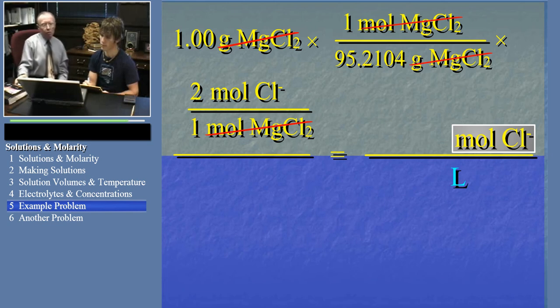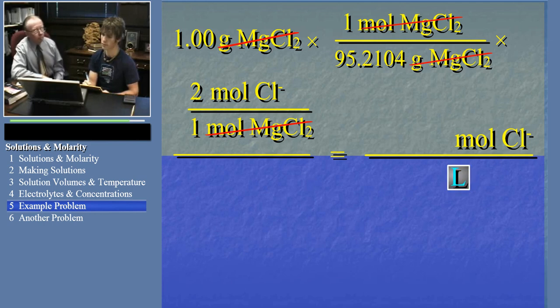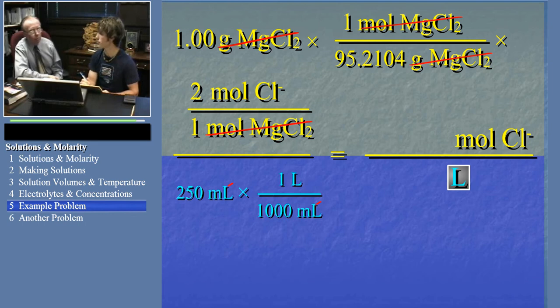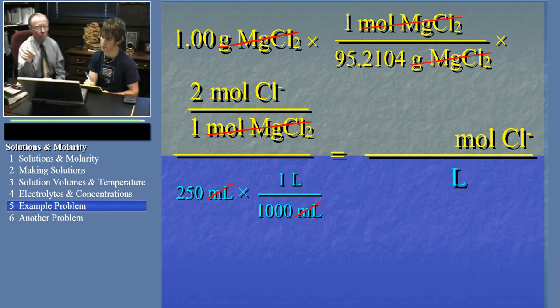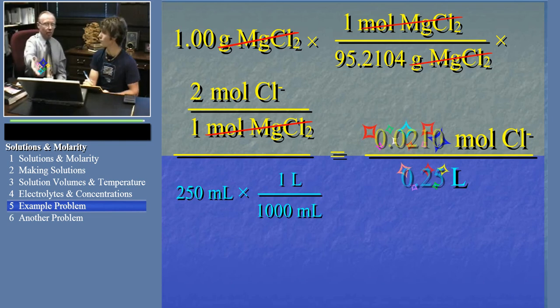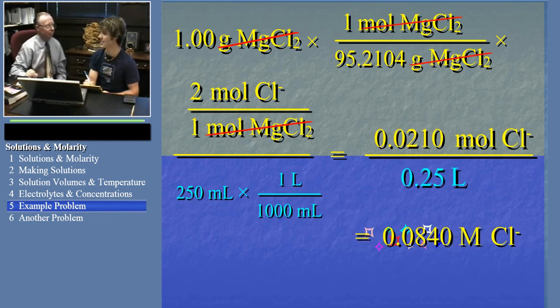So far, so good. What about the liter part on the bottom? Well, we're given 250 milliliters, so I need to convert that to liters. If I multiply 250 milliliters by 1 liter over 1,000 milliliters, that should give me liters. Great. Now we have just the units we want, don't we? Moles of chloride on the top and liters on the bottom. And in the answer, we end up with moles of chloride per liter. All that's left to do is the math. And magically, there's the answer. Great. We're done. All right.